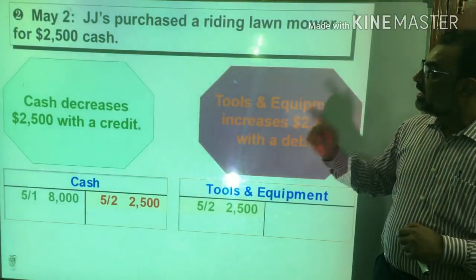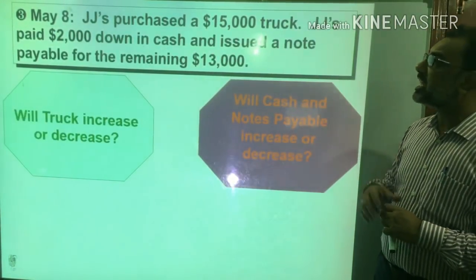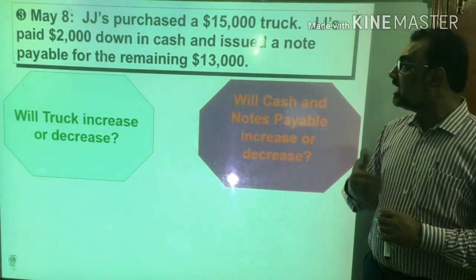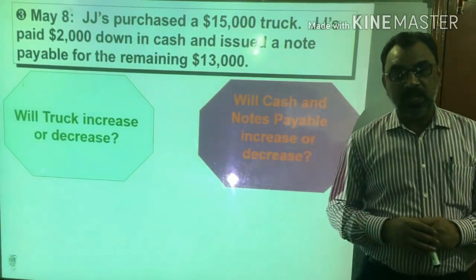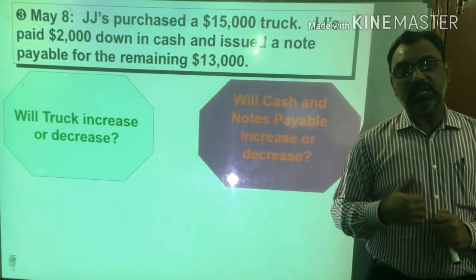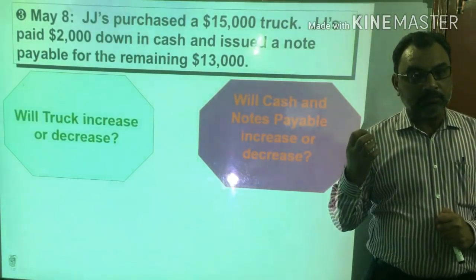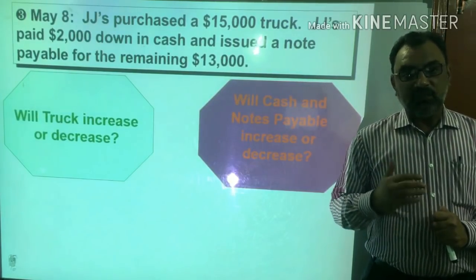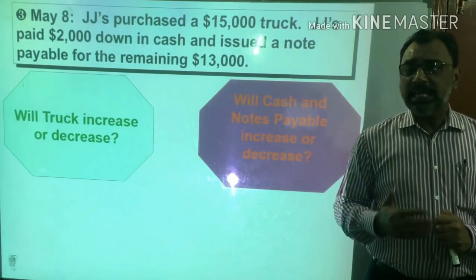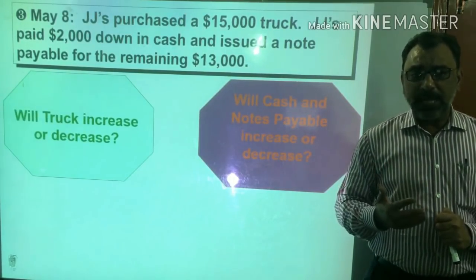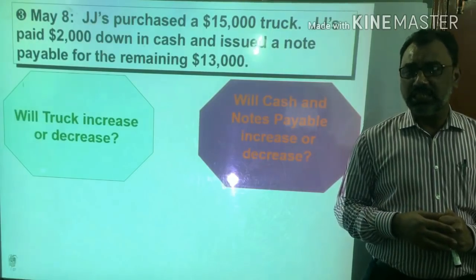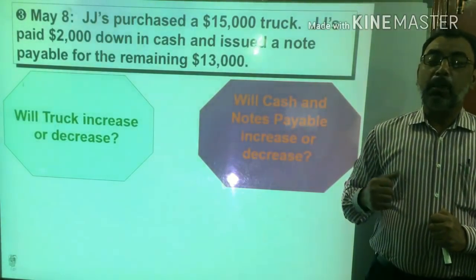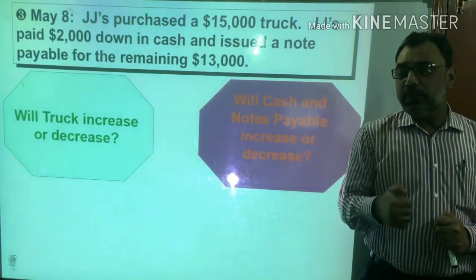Okay, so in the next entry, on May 8, JJ purchased a truck worth $15,000. JJ paid $2,000 down in cash and issued a note payable for the remaining $13,000. Now, the business transaction that is occurring is that the firm has purchased a truck worth $15,000, but the firm did not pay the entire $15,000. The firm has paid $2,000 in cash and the rest, $13,000, as a promissory note, as a note payable, right?